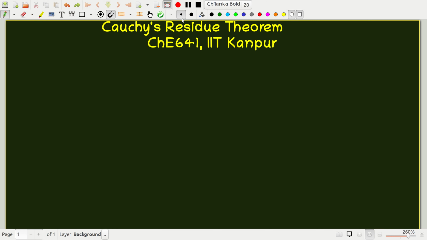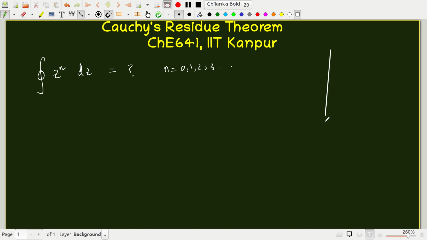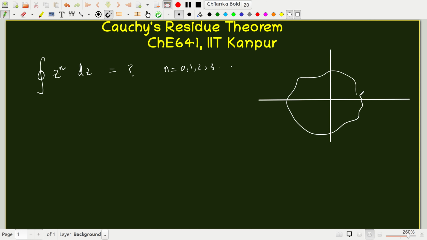Before I do that, let me first tell you that suppose I were to give you a function z to the power n, where n is an integer. What is this? Where n is 0, 1, 2, 3, and so on. And let me say that I am giving you a contour that indeed encircles the origin. This is the origin.